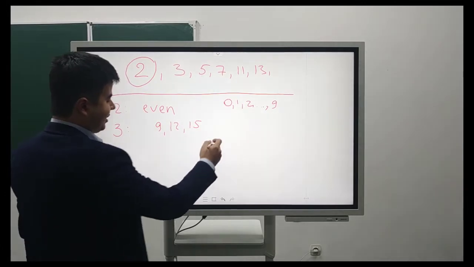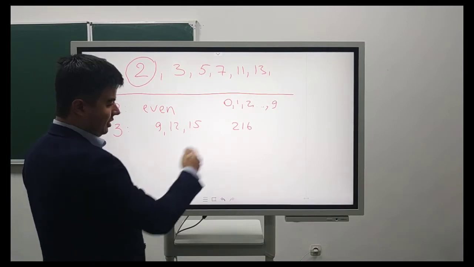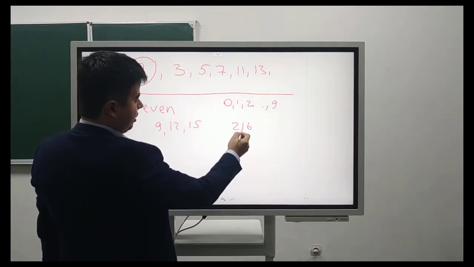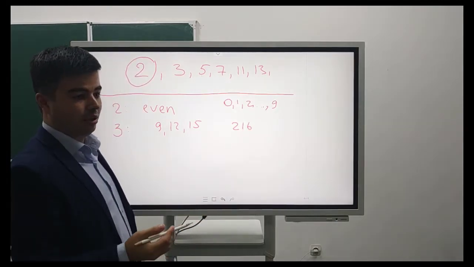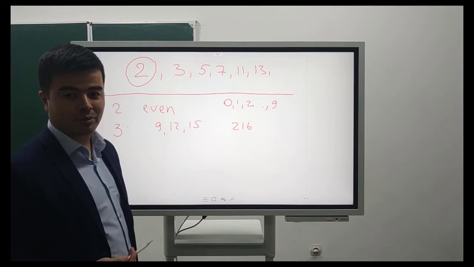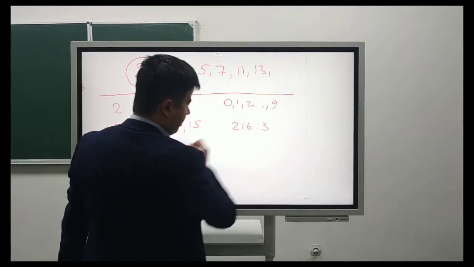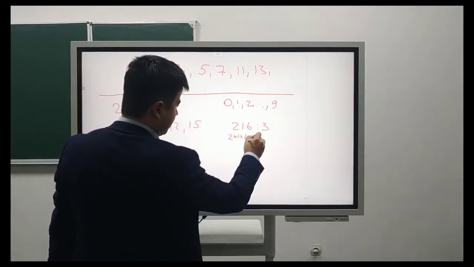Any other example, 216. Let's find the sum of digits. 2 plus 1, it is 3. 3 plus 6, it is 9. And of course, 9 is divisible by 3. So this number is divisible by 3, because 2 plus 1 plus 6 is 9.